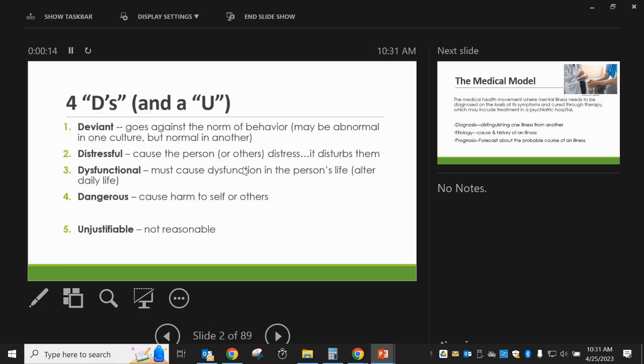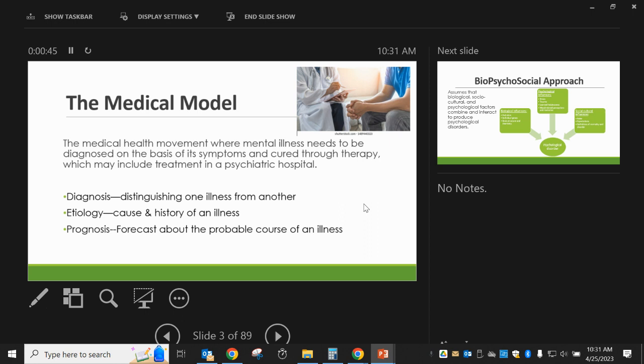All right, so when we're identifying what's considered abnormal behavior, we said to consider mainly the 3 Ds: deviant, distressful, and dysfunctional. Remember, deviant doesn't mean it's bad, it means it goes against the norm of what's considered normal behavior. Distressful is that it causes the person and others, like their family, stress, it disturbs them. And then dysfunctional is a big one, that it is altering or affecting their daily life. A couple others: dangerous and unjustifiable. Those could also fall into the categories.